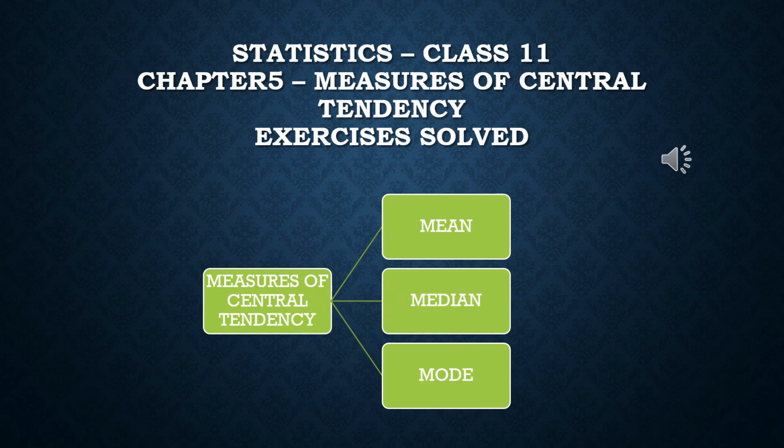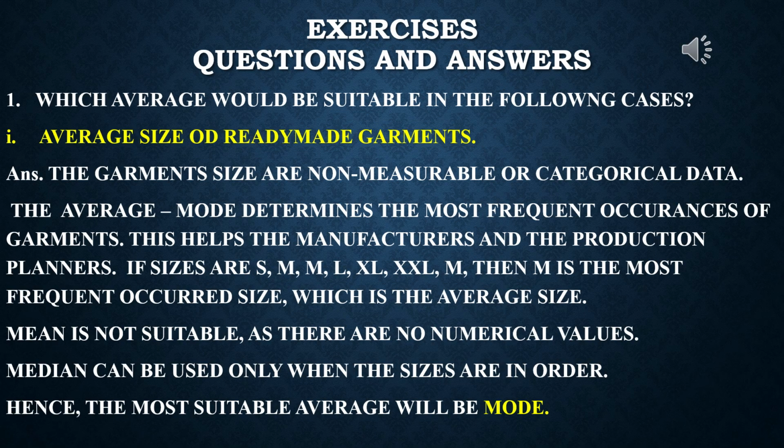Here in this video, we will be doing the exercise solving part for chapter 5, measures of central tendency, for class 11 statistics. We start with the questions and answers of the exercises. The first question is, which average would be suitable in the following cases?